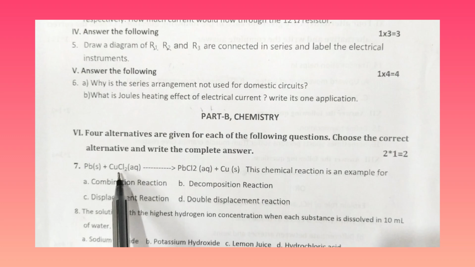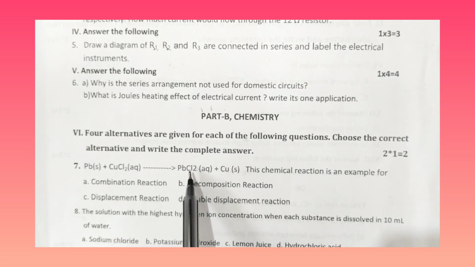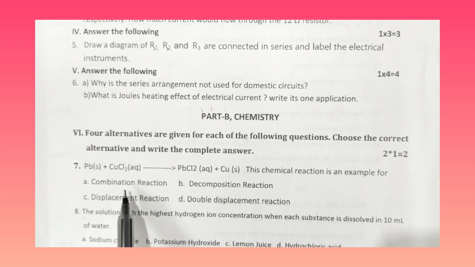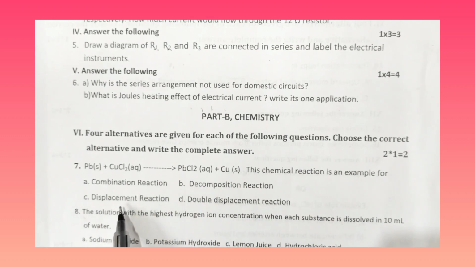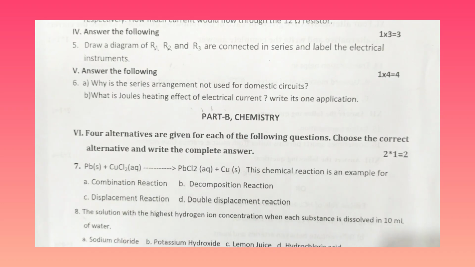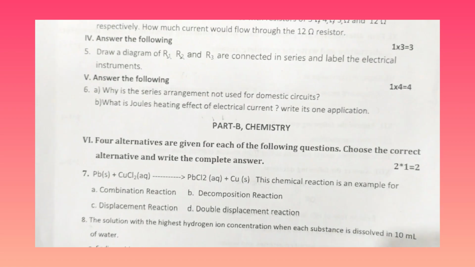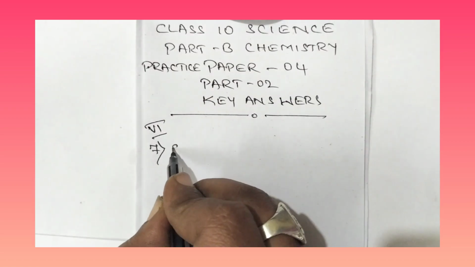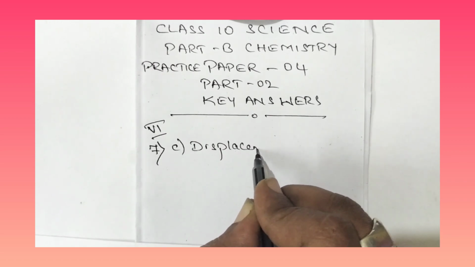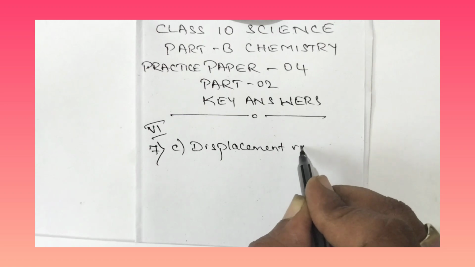So lead reacts with copper chloride to form lead chloride and copper. This chemical reaction is an example for combination, decomposition, displacement, double displacement. Among these four, displacement reaction is the right answer because lead is more reactive than copper. Therefore, lead displaces copper. So for seventh question, the right answer is option C, displacement reaction.